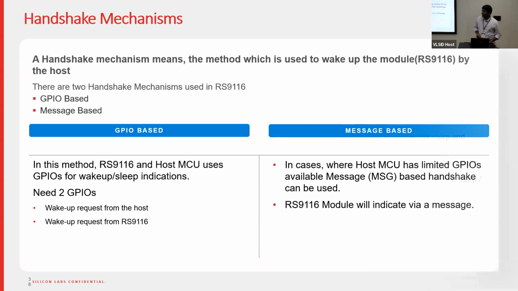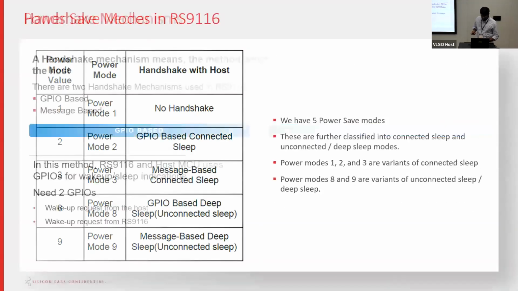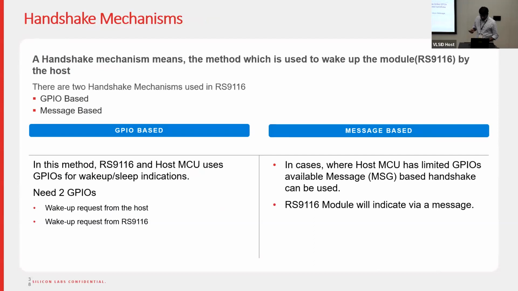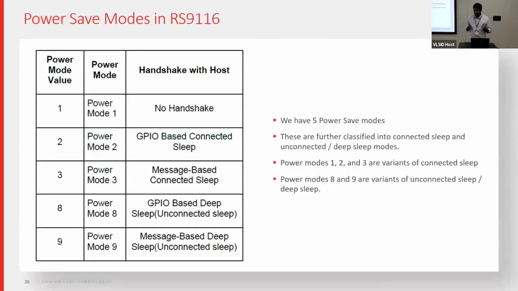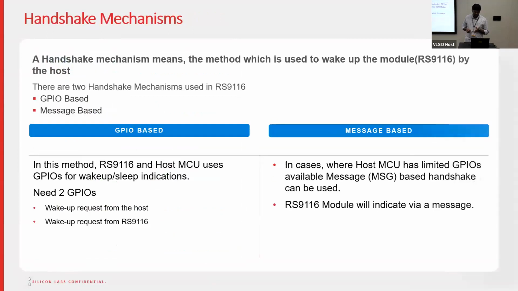Second, we have a message based handshake mechanism in which the host and the module will exchange some messages so that there will be mutual agreement. The host will send the packet and the module will receive, and whenever the module wants to wake up, it will send a message to the host. This is the message based mechanism.